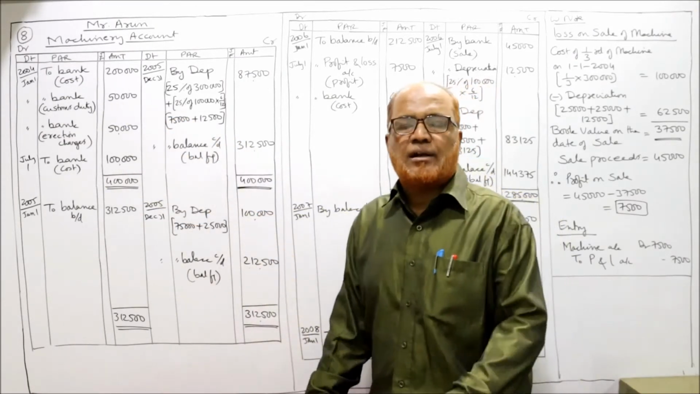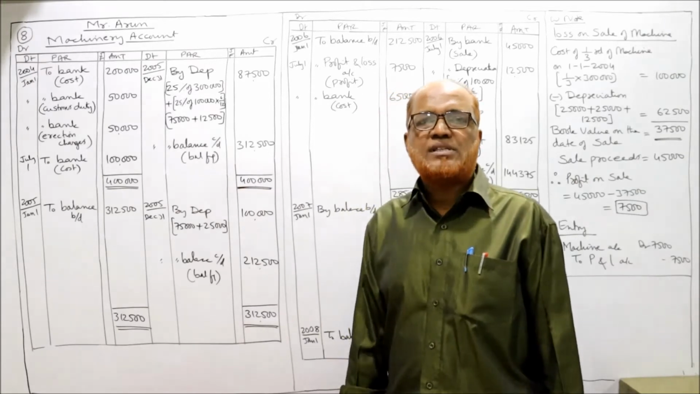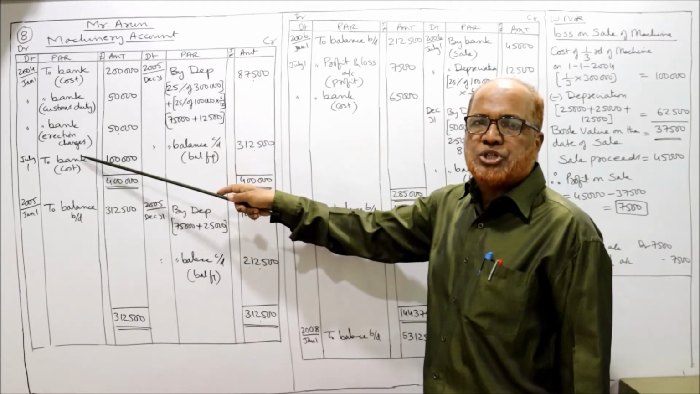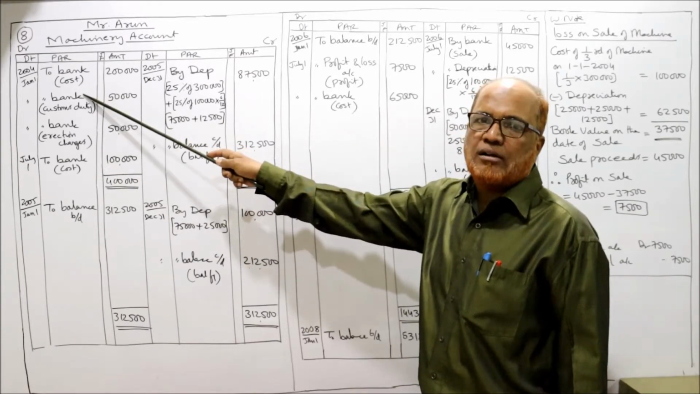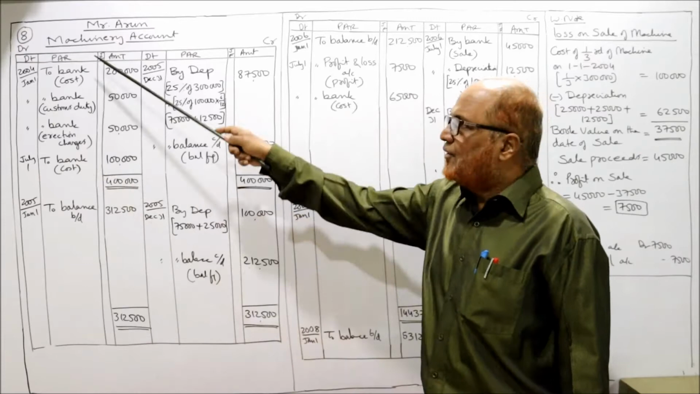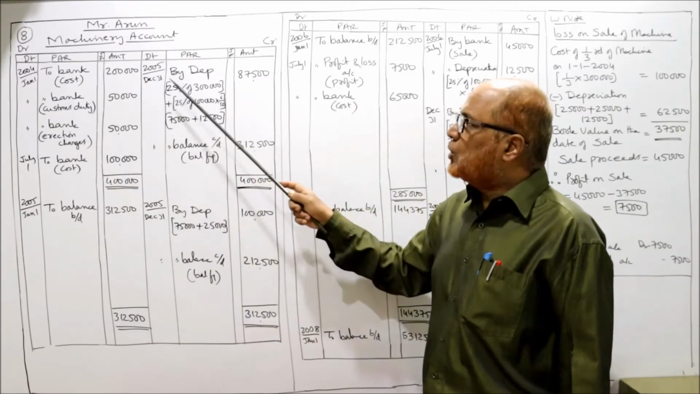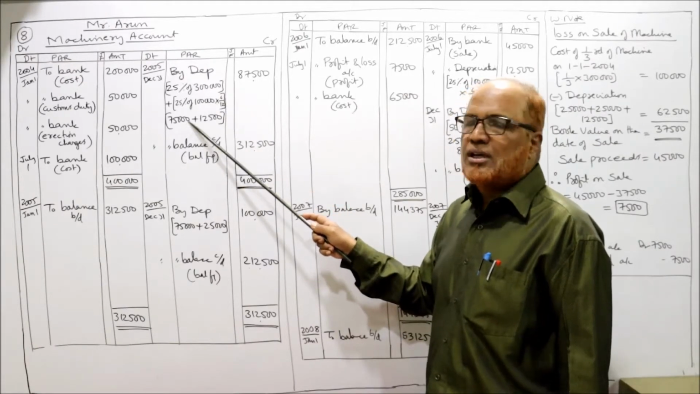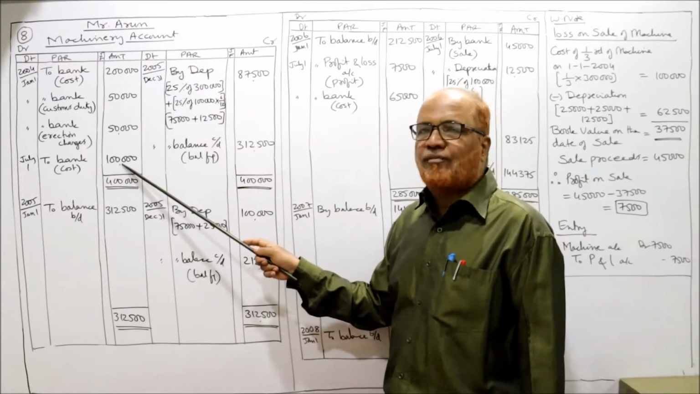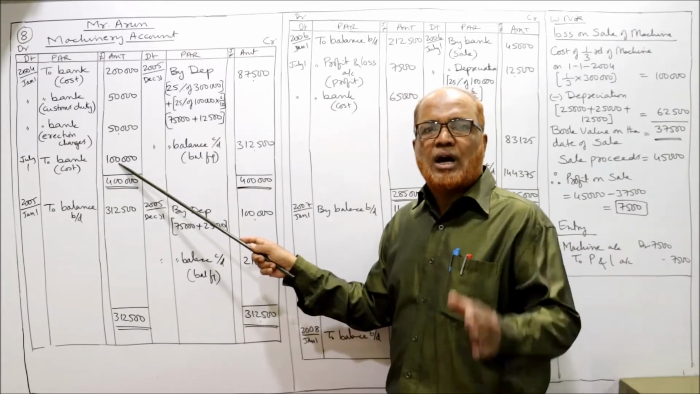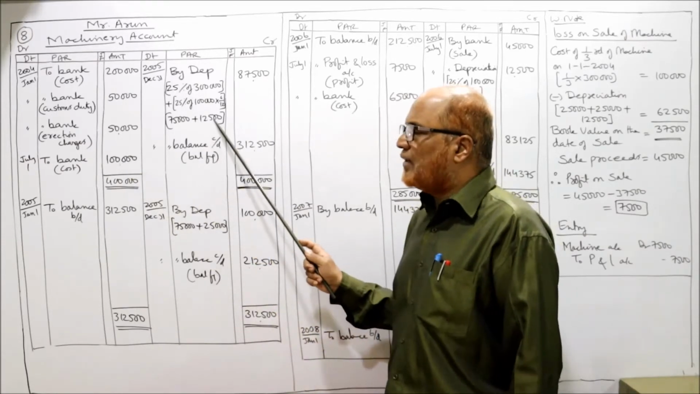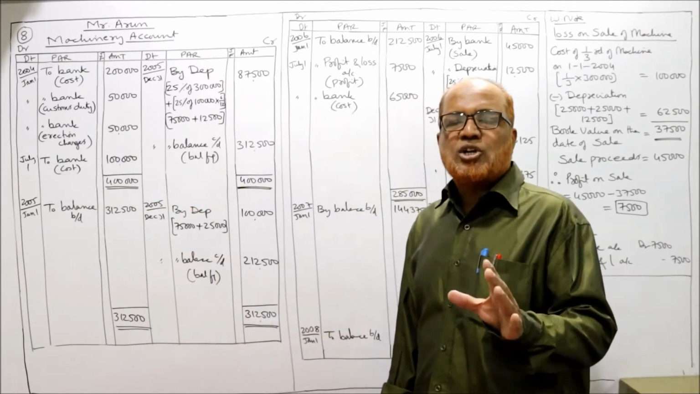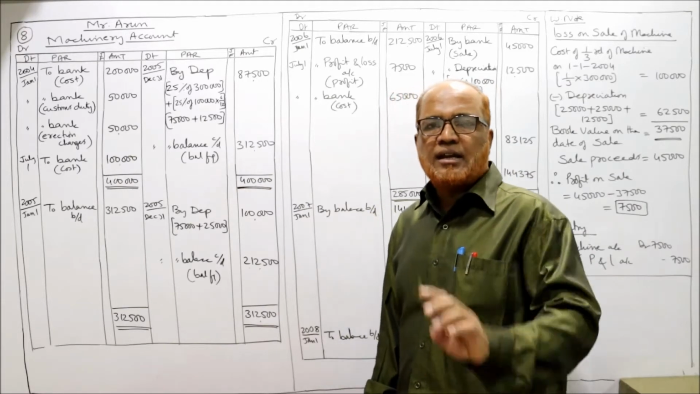Now we close the year. The accounts are closed on 31st December by depreciation. Now we have to provide depreciation on two machines. The first machine for full year and the second machine for half year. First machine 3 lakh. So 25% of 3 lakh, you will get 75,000. Second machine 25% of 1 lakh, 25,000. Half of 25,000, 12,500. Why half? Because purchased on 1st July. The second machine is purchased on 1st July and year ends on 31st December.